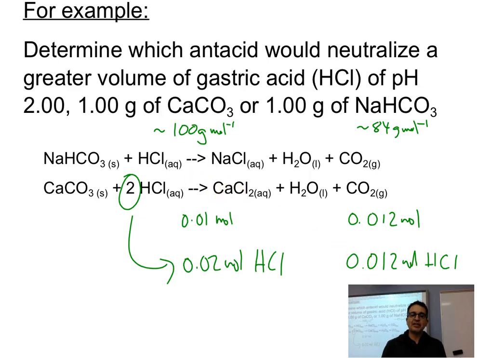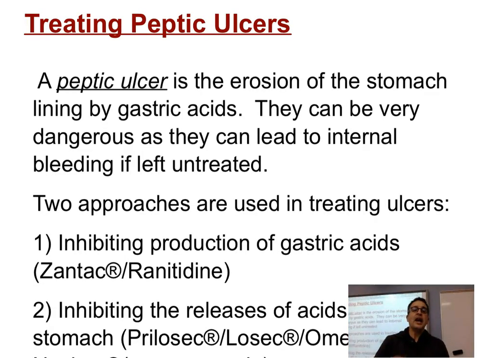This part that we're going to be looking at, how to control problems of excess acid, is going to be how to treat peptic ulcers, which, as I told you, is erosion of the lining because of excess acid. They can be quite painful, and because they can cause internal bleeding, a bleeding ulcer can be very, very dangerous because you are having an internal hemorrhage.